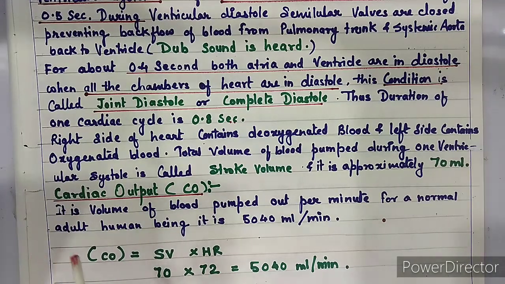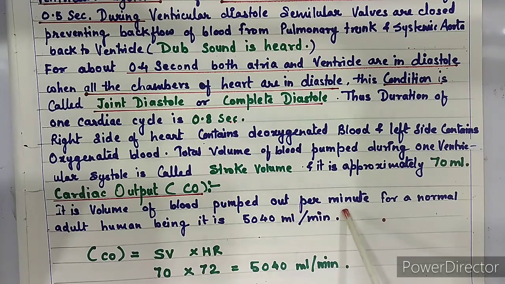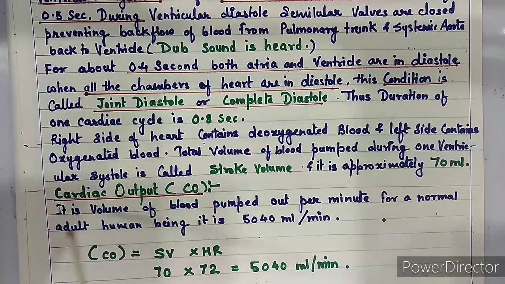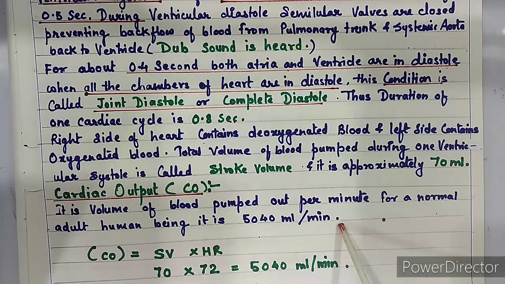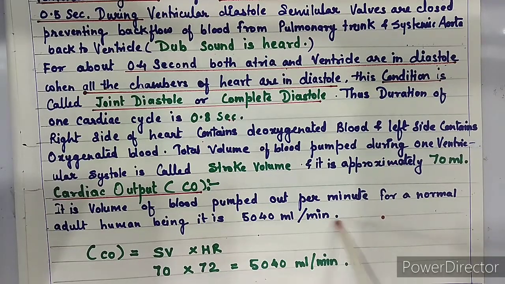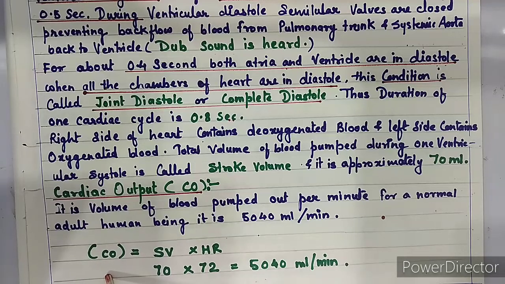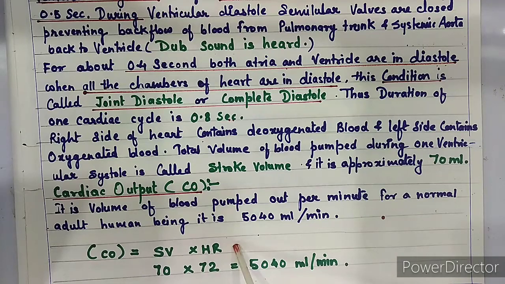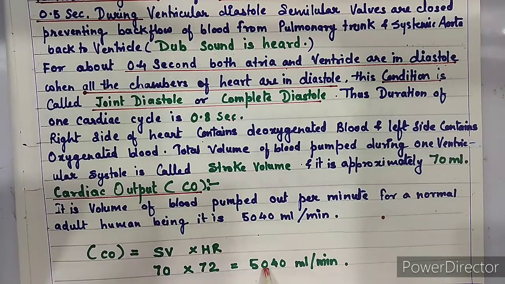We have studied about the cardiac output also. It is the volume of blood pumped out per minute for a normal adult human being, and it is 5040 ml per minute. That is approximately equal to 5 liters of blood every minute. So here CO, which stands for cardiac output, is equivalent to SV into HR, that is the heart rate, which is 70 into 72, which sums up to 5040 ml per minute.